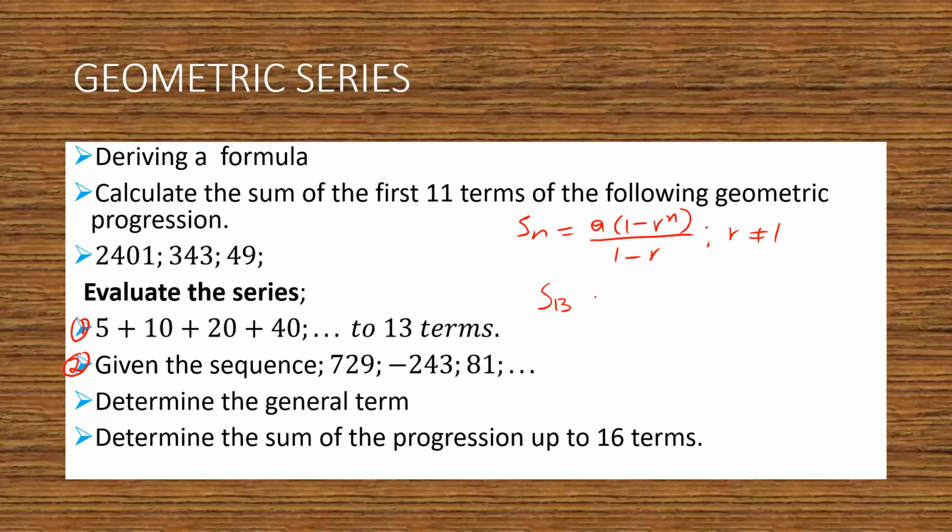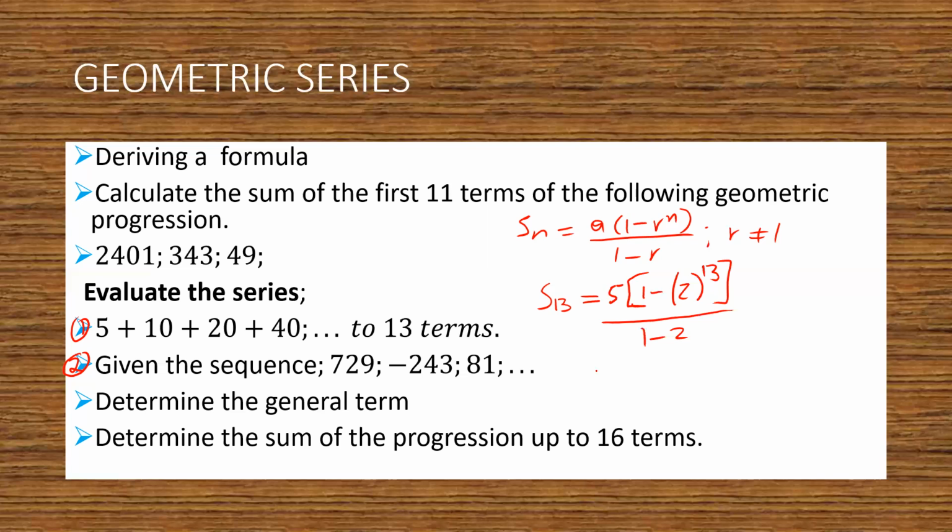S13 equals 5 open bracket 1 minus 2 to the power of 13, and then divided by 1 minus 2. You said 2 to the power of 13? Yes, divided by 1 minus 2. Yes.